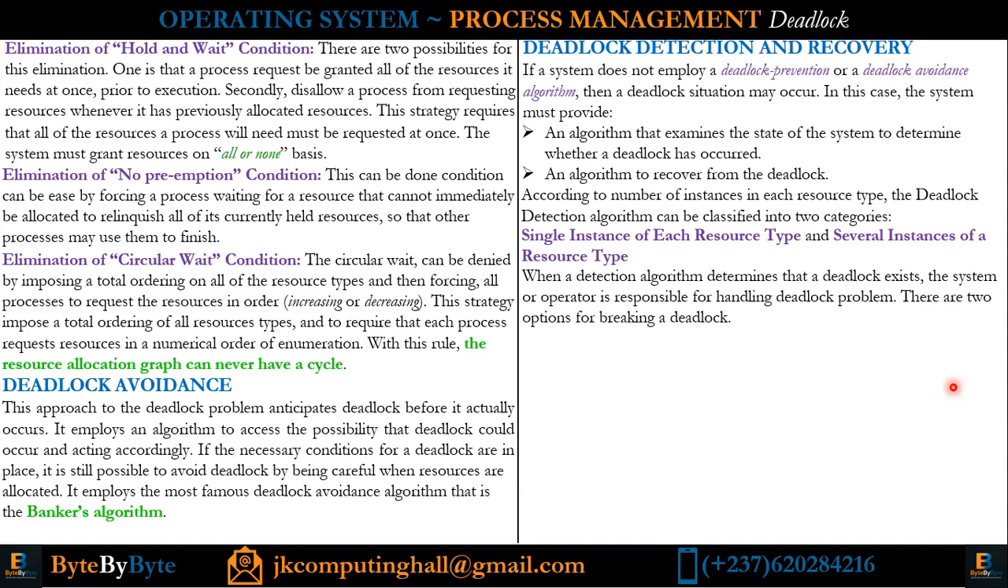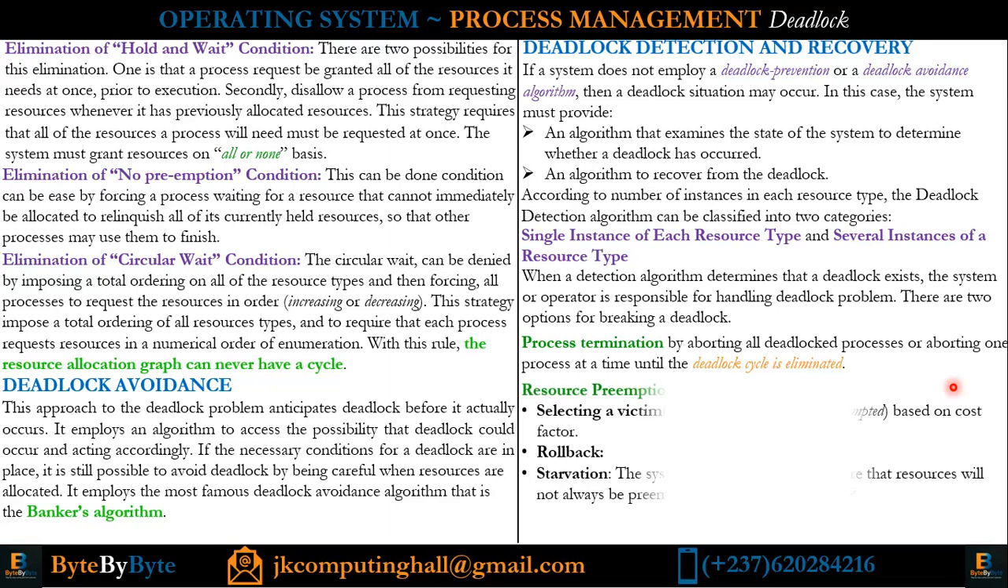There are two options for breaking a deadlock. One, process termination, by aborting all deadlocked processes or aborting one process at a time until the deadlock cycle is eliminated. That's one of the ways of breaking a deadlock. Two, resource preemption, by selecting a victim, and a victim here is a resource and process to be preempted based on a cost factor. We have rollback and we have starvation. That is, the system or operator should ensure that resources will not always be preempted from the same process.